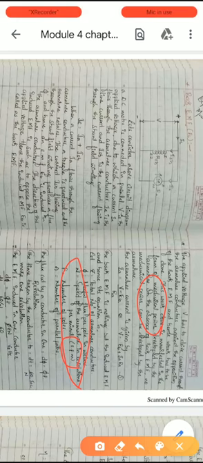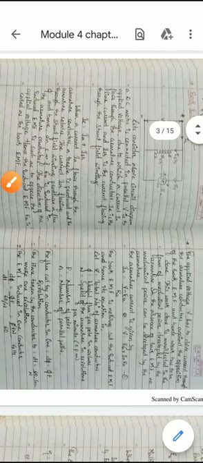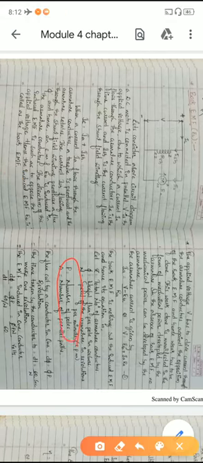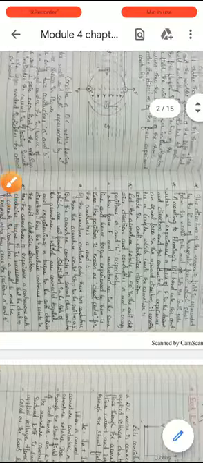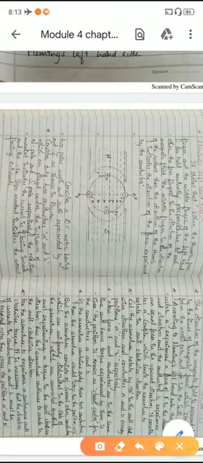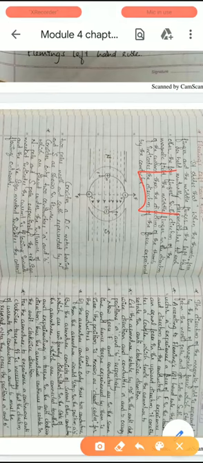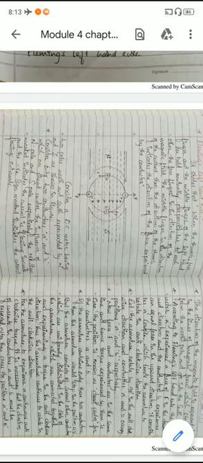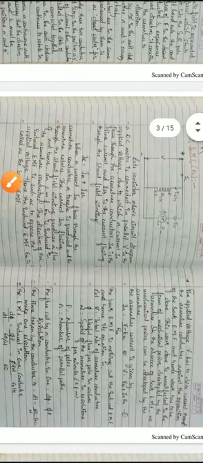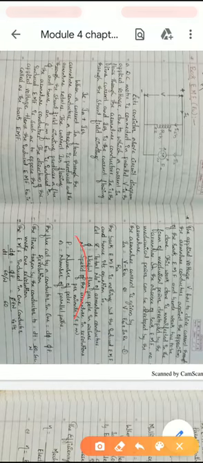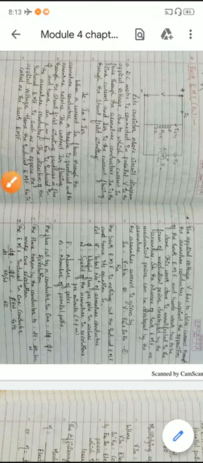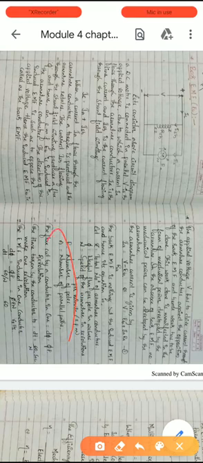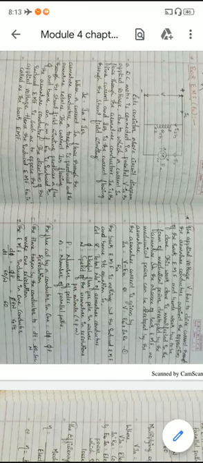Right? Next, P, the number of poles. Whether I am using only 2 poles, or 4 poles, I can even use 6 poles or 8 poles, that will be denoted by the letter P. That is the number of poles. Last is the number of parallel paths, A.